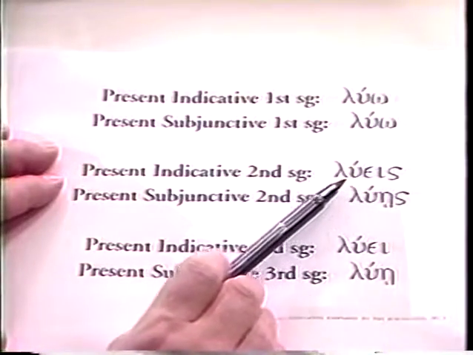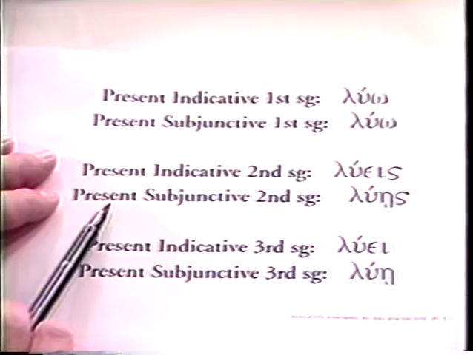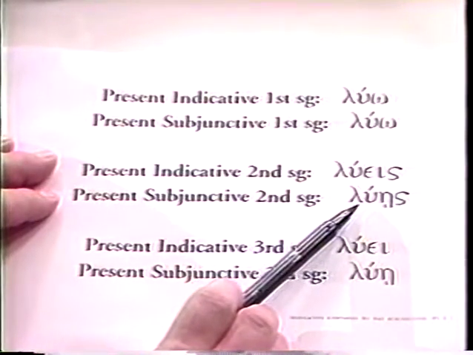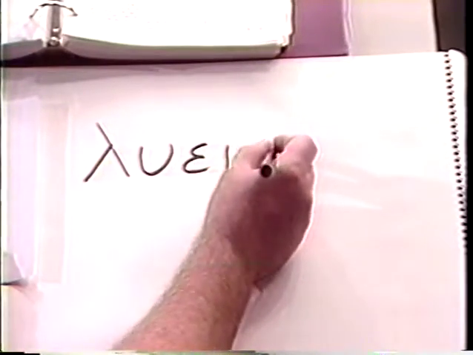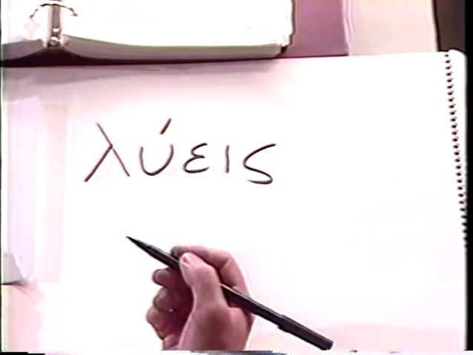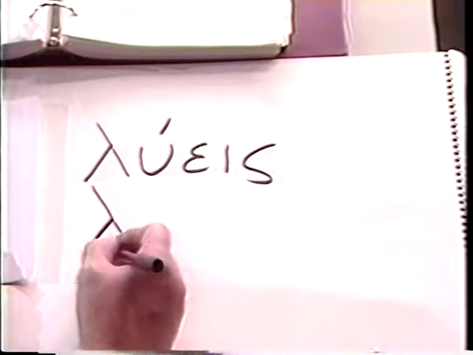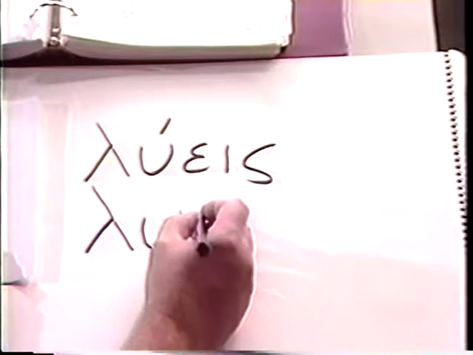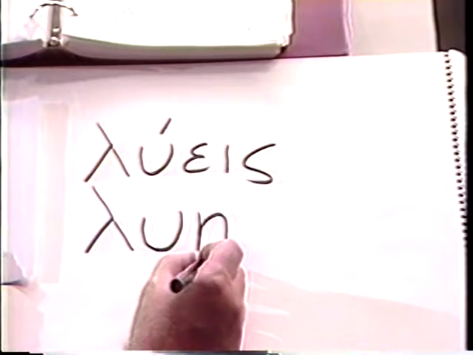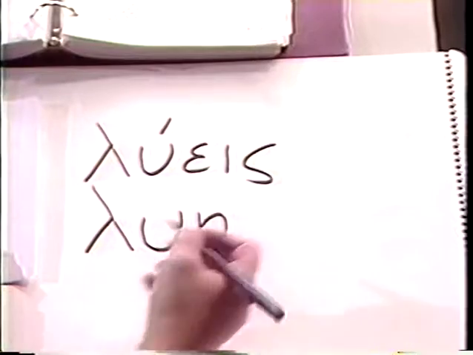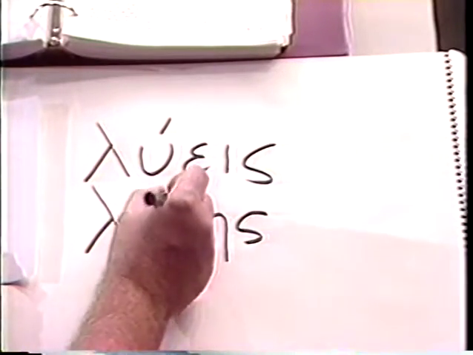Look at the present indicative second singular, lueis. The present subjunctive second singular would be lueis with a long eta. Let me show you how that works. If our indicative is lueis, and we lengthen this for subjunctive, what we would do is to lengthen the epsilon to an eta. The iota moves to the basement, becomes a subscript, and you still have your sigma on the end.